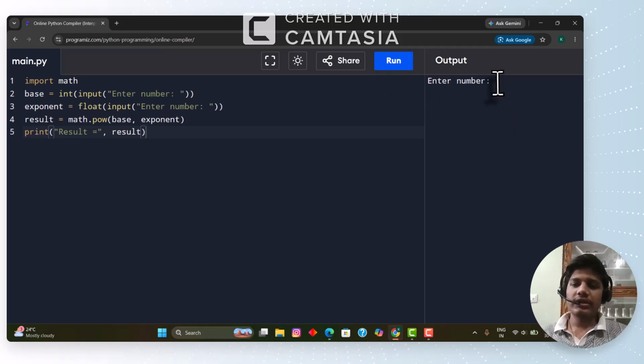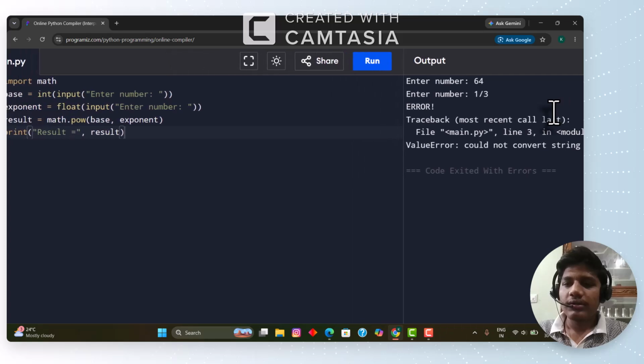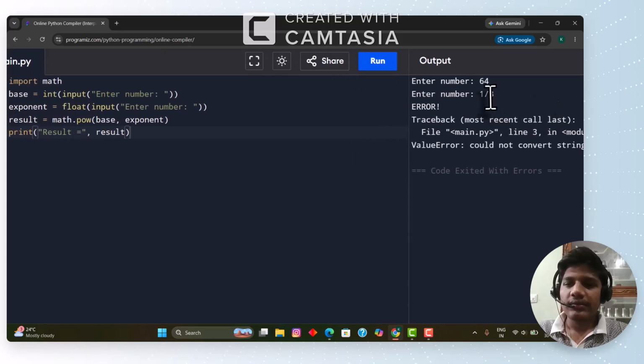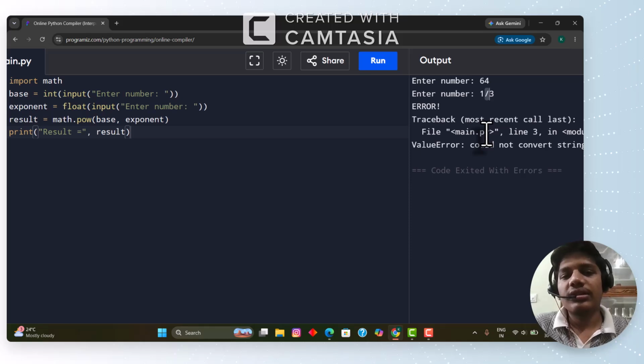For example, for 3, if we enter like this, what will happen? For example, 64, same thing again. Here 1 by 3. Okay, error: could not convert string to float. Here it was saying that this symbol, you have to enter a float or integer. If you enter like this, it doesn't convert. So you have to give the exact value of 1 by 3. There is no exact value of 1 by 3; we get 0.333 and so on.